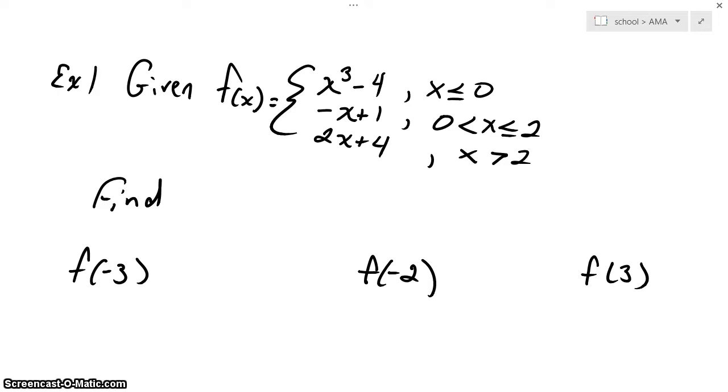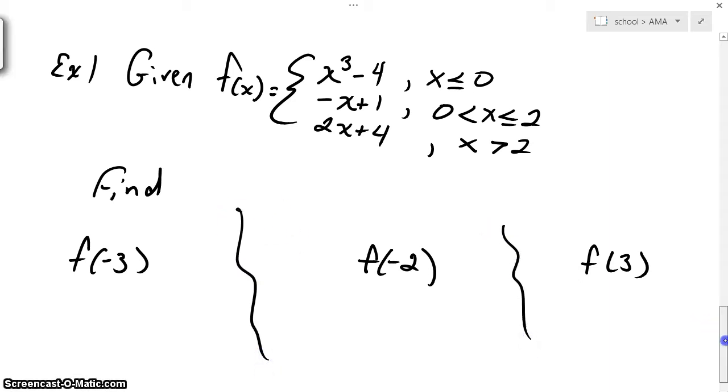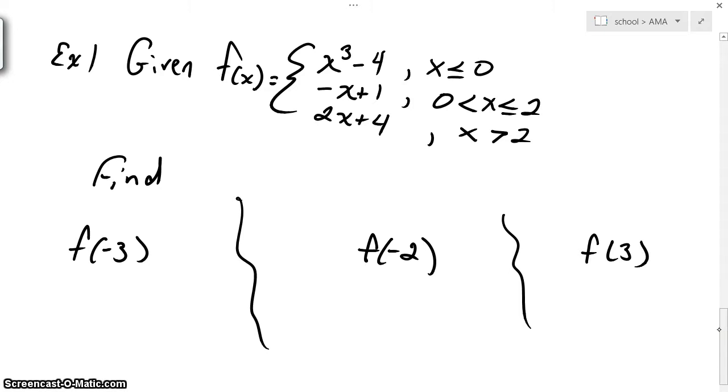If x is less than or equal to 0, we have a cubic function, x cubed minus 4. If x is between 0 and 2, it's going to be assigned the linear function, opposite of x plus 1. And if x is greater than 2, then of course we will also have a linear function, 2x plus 4. Sometimes you won't be asked to graph, you might just be asked to evaluate the functions. And just starting off here, we've got three different values we need to find.